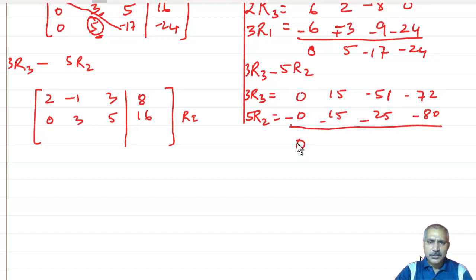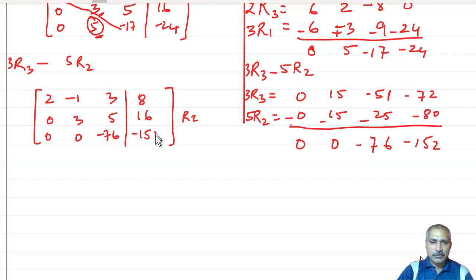Now 0 minus 0 is 0, 15 minus 15 is 0. Both are of the same sign, so now they will be added together. 5 plus 1 is 6, 2 plus 5 is 7, and here again they will be added too because they are of the same sign. 8 plus 7, 15 with the minus sign. This one will also be with the minus sign. It is going to be 0, 0, minus 76, minus 152. Now we got this in the echelon form.